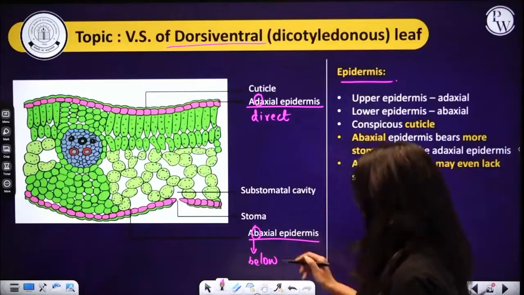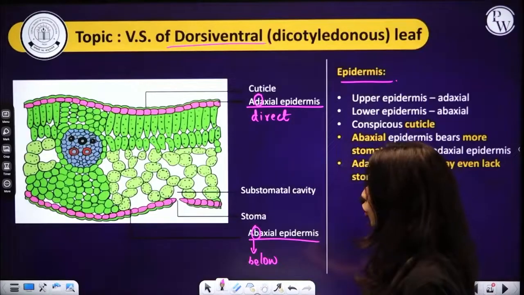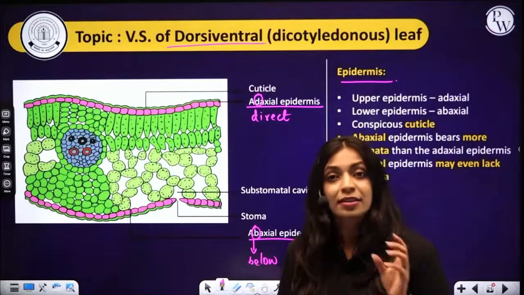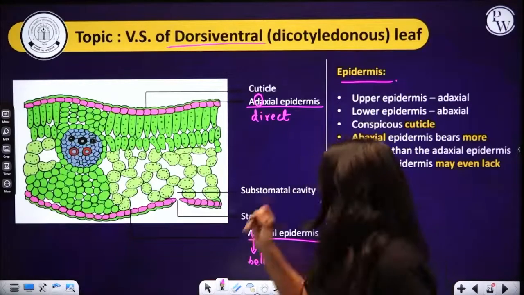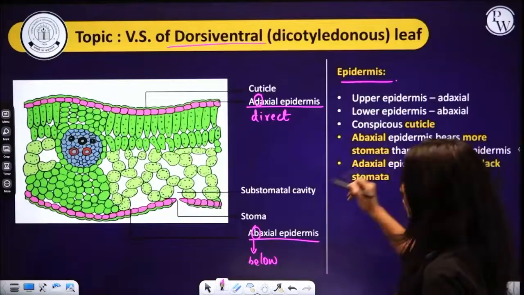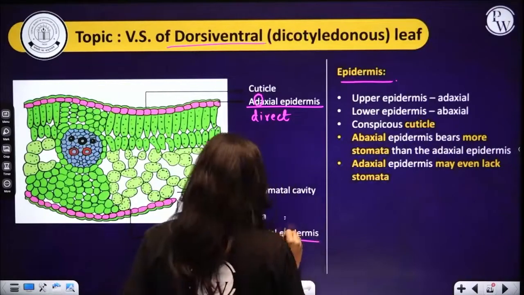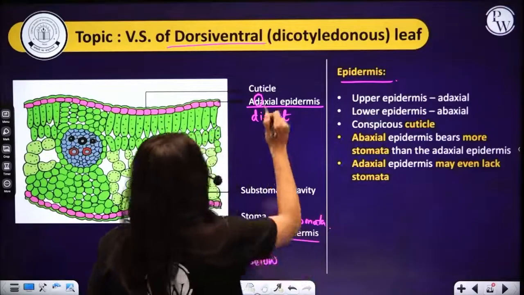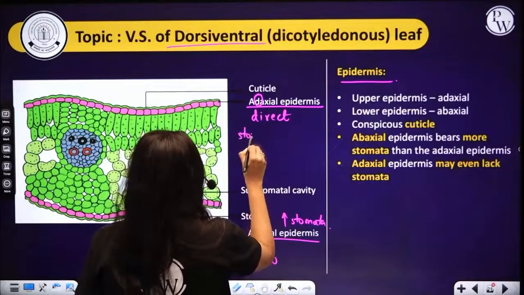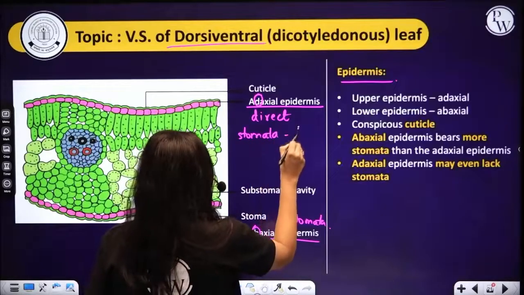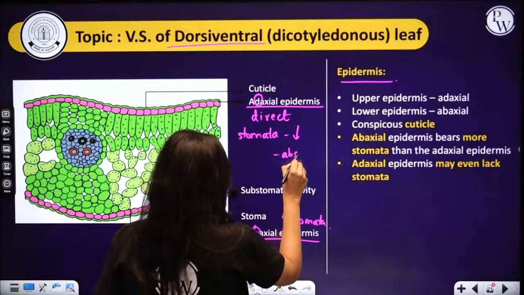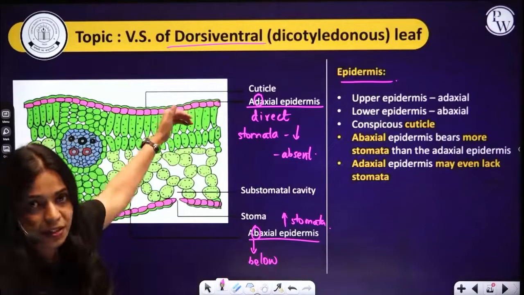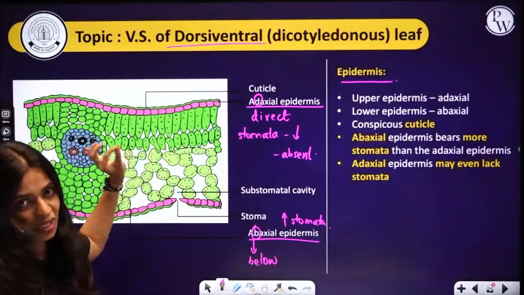Okay, now, talking about the stomata, you know that epidermis is also associated with stomata, right? The number of stomata is variable over here. On the abaxial epidermis, stomata number is high. On the adaxial epidermis, stomata number is low. Sometimes it may even be absent. So, this is the difference between the upper surface and lower surface with respect to the epidermis.